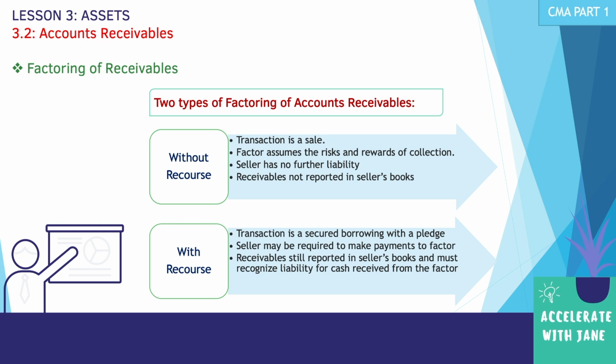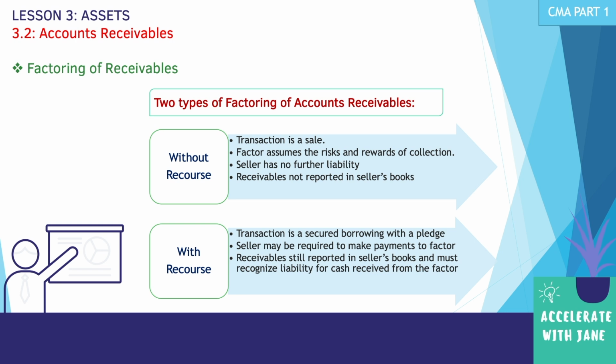Here, the seller may be required to make payments to the factors. It's just as if it's a loan, and I pledged my accounts receivable. So as a company, once I collect the payments from my customers, I need to pay back the amount I borrowed from the factor. As a consequence, the receivable is still reported in the seller's books, and the company must recognize a liability for cash received from the factor. So factoring with recourse is the opposite of factoring without recourse, because in factoring without recourse, the company totally eliminates the receivables. However, it does not recognize any liability on its books.